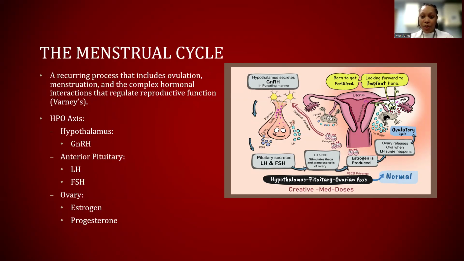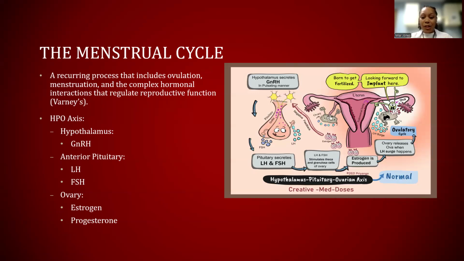So, the menstrual cycle is the recurring process experienced by those assigned female at birth that includes ovulation, menstruation, and the complex hormonal interactions that regulate reproductive functions. To understand how the menstrual cycle works, it's important to know the role of the hypothalamic pituitary ovarian axis, or the HPO axis. This axis acts as a communication system between the brain and the ovaries.